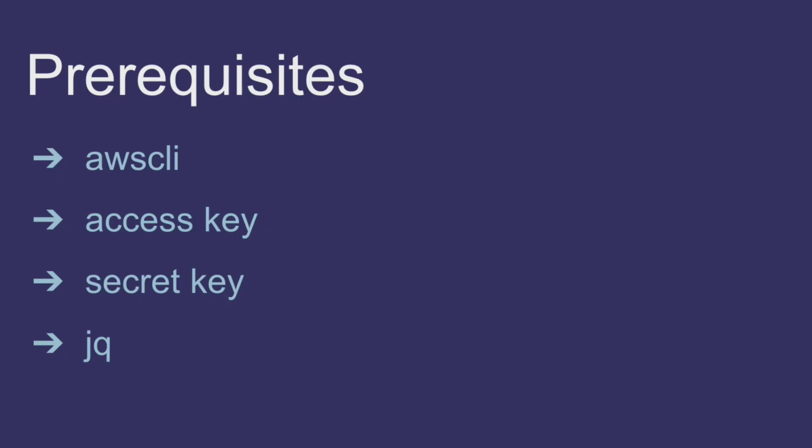For AWS CLI to work, we need AWS CLI installed and the access key and secret key downloaded from the AWS console in advance. We have a separate video on how to install and configure AWS CLI. JSON query, or jq, is used to fetch the VPC ID, subnet ID and AMI ID, and needs to be installed.